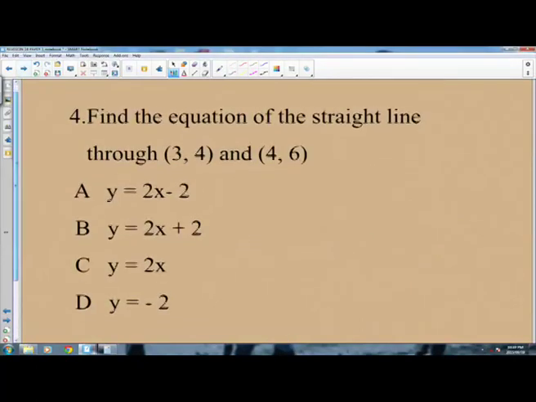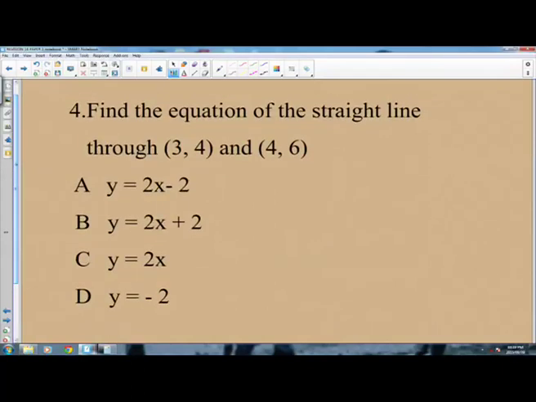And then question number 4. Question number 4 says, find the equation of the straight line through 3, 4, and 6, 4. So you have to find the equation of the line passing through these 2 points. The equation of a line is given as y equals mx plus c, where m is the gradient, and then c is the y-intercept.